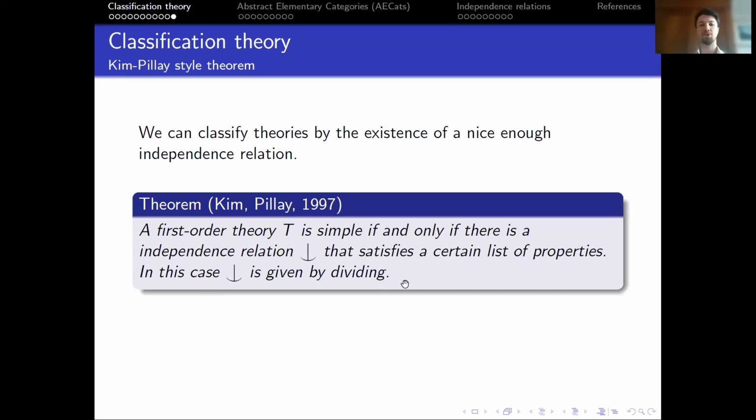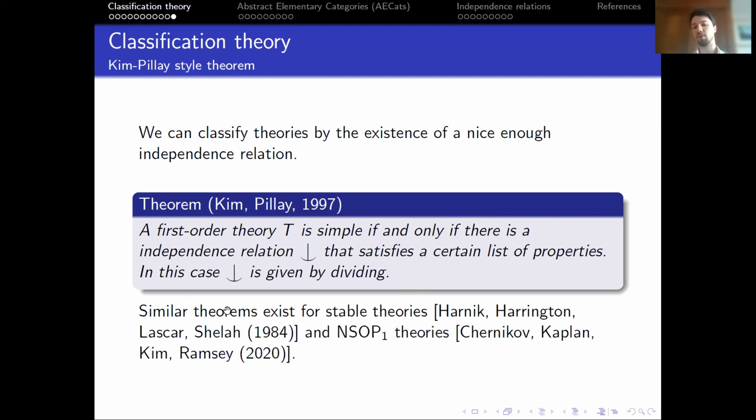The independence relation that I just showed you for vector spaces will tell us that vector spaces are indeed simple. Of course, vector spaces are stable, as I mentioned before, and similar theorems exist for stable theories. This was proved way earlier, by work of Harrington, Hrushovski and Shelah, or combined work of these people. So we can also use the independence relation for vector spaces that I just showed you to conclude that it's even stable. And in very recent work by Chernikov, Kaplan, Kim, and Ramsey, we get a similar theorem for NSOP1 theories. So for these three classes that I'm interested in, stable, simple, and NSOP1, we can use these independence relations to classify theories, to see where they should be in that picture.